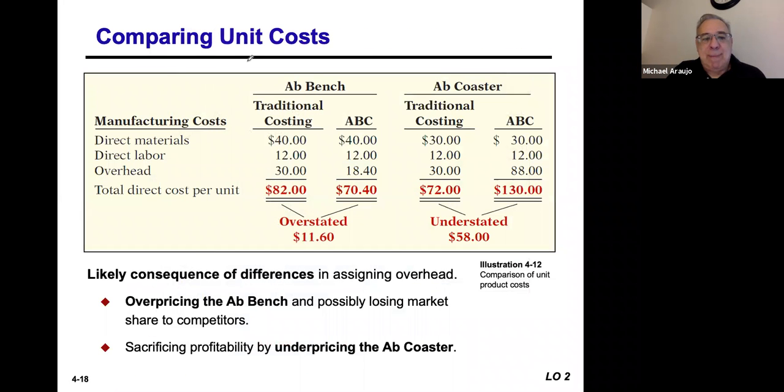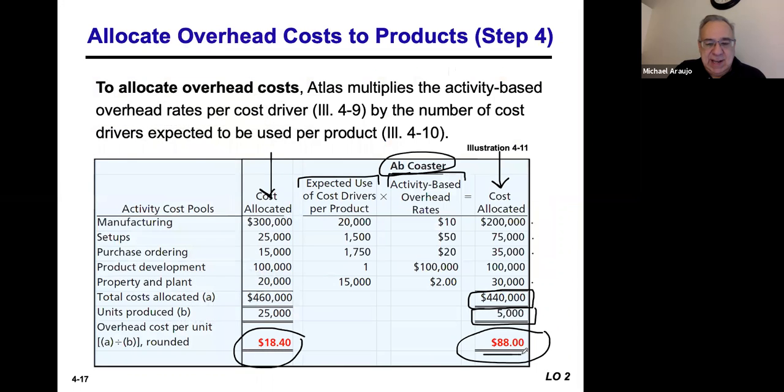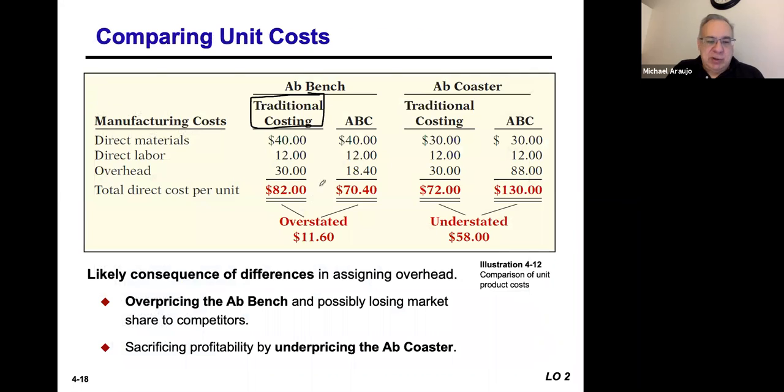So when you actually compare the traditional cost, and that's actually for, I don't want to misspeak. This is for overhead, $88 per ab coaster in overhead costs. That's not total manufacturing costs. I think I caught myself misspeaking there. This is strictly overhead, okay. Because that's what we're doing, allocating overhead costs. So it's not total manufacturing costs, it's just overhead. Total manufacturing costs are shown here.